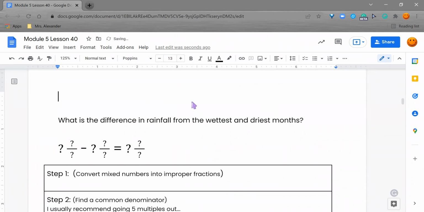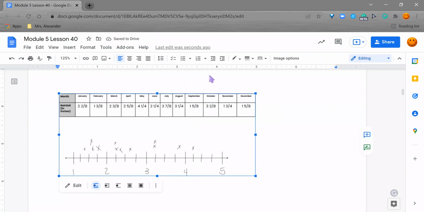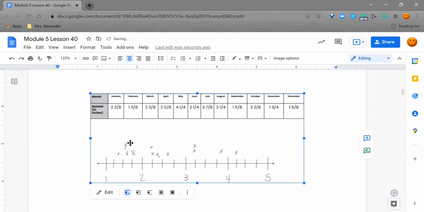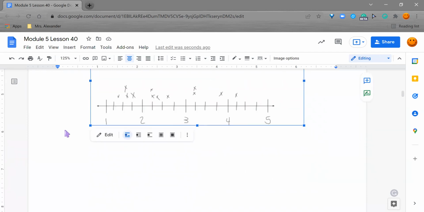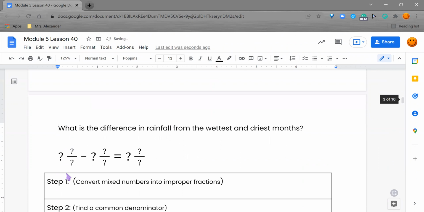Okay, so now that we have created our line plot, I'm going to center that just a little. It looks like that is all we're doing. Remember, it doesn't have to be perfect. You do the best you can. So I'm going to go to our next question. It says, what is the difference in rainfall from the wettest to the driest months?